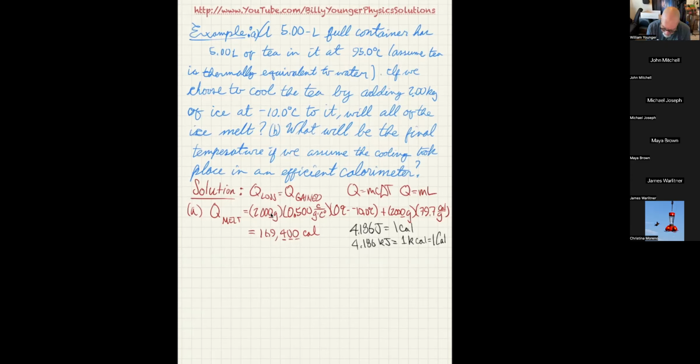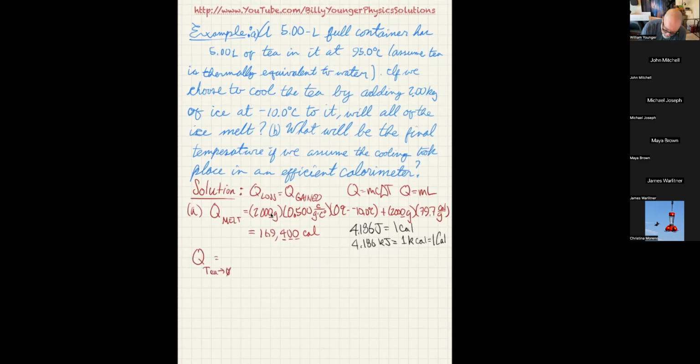All right, now that I have that, I can actually convert this back and forth between calories and joules. The other thing I need to do is see how much heat it takes away from the T to bring it down to 0 degrees Celsius. So if I did that, let's see, we're going to say Q_T, T to 0.